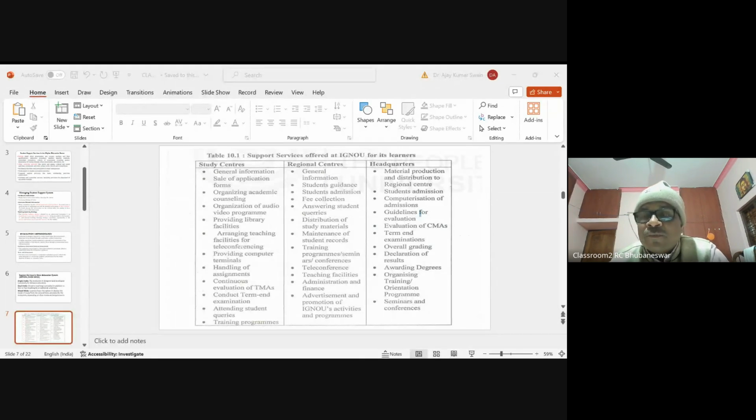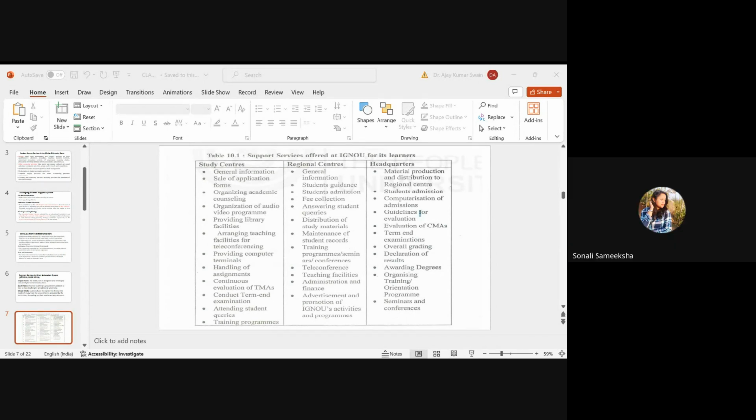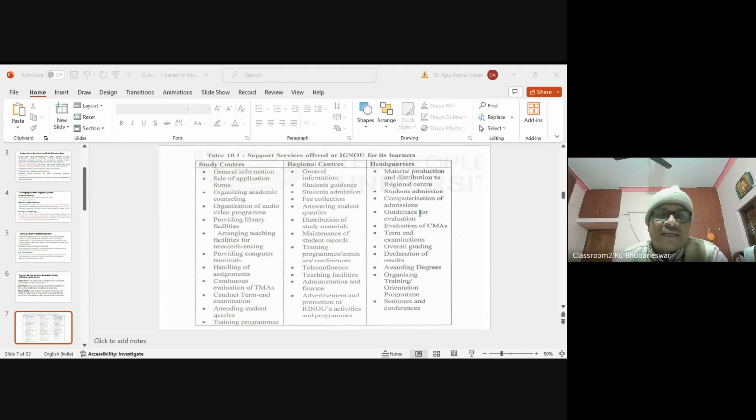You are the students of which regional center? Bhubaneswar. You are the students of Bhubaneswar Regional Center. Very good. What are the functions of regional centers? General information to the students. Student guidance, time to time guidance will be given. Students admission.